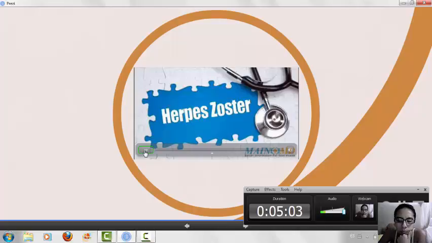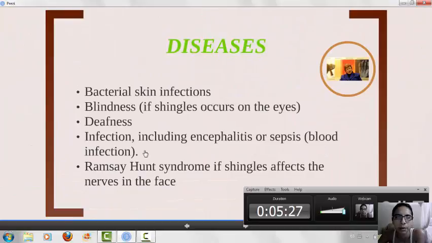Herpes zoster treatment: although antiviral medicines such as aciclovir, Zovirax tablet/suspension can be used, they must be started as soon as possible when the burning sensation begins. Once the rash has been present for more than 48 hours, treatment will be of reduced value. Complications: bacterial skin infections, blindness, deafness, infection including encephalitis or sepsis, Ramsay-Hunt syndrome, or if shingles affects the nerves in the face.